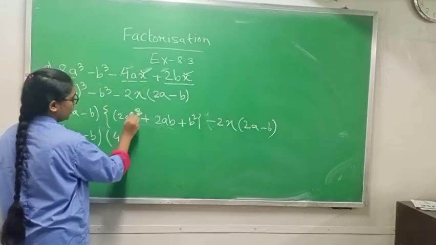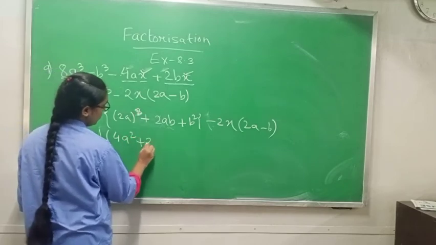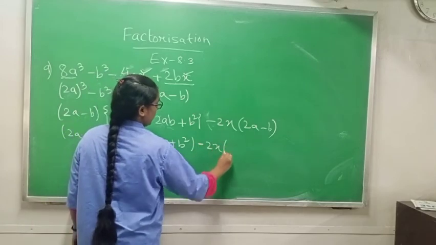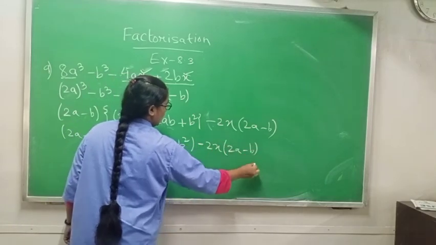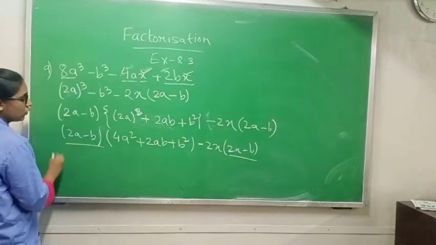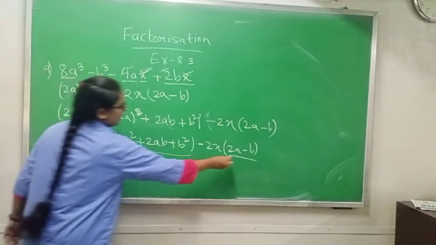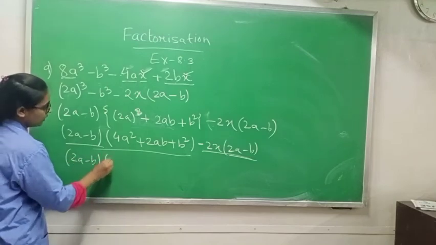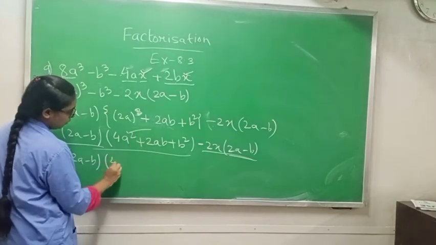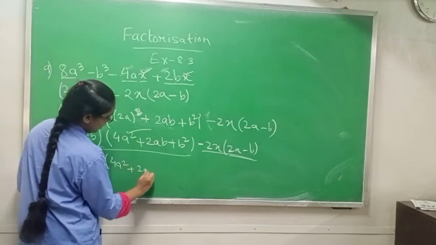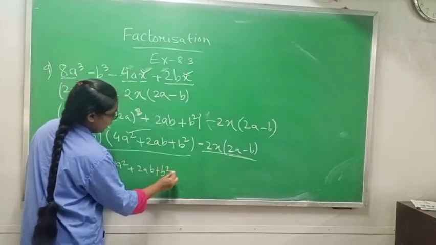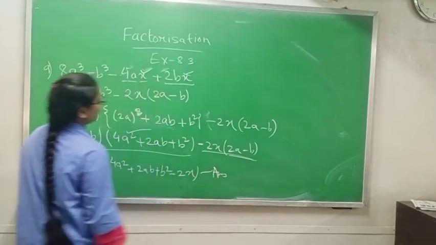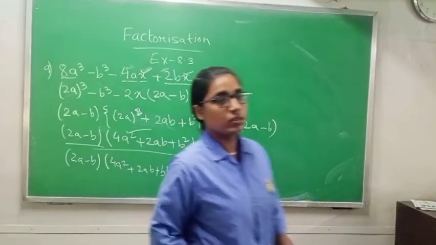So it will be square. 2 square will give 4, a square will give a square plus 2ab plus b square minus 2x 2a minus b. Now you can see this one and this one is common in this term and this term, so we can write one time 2a minus b. Now what is left from here? This one is left 4a square plus 2ab plus b square, and from here minus 2x. So this one is your answer. Okay, complete this one.